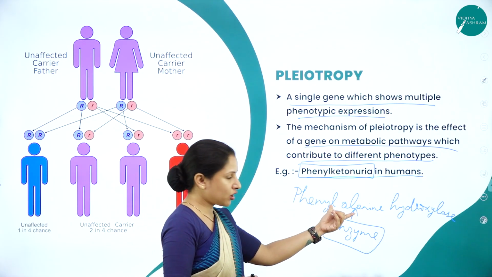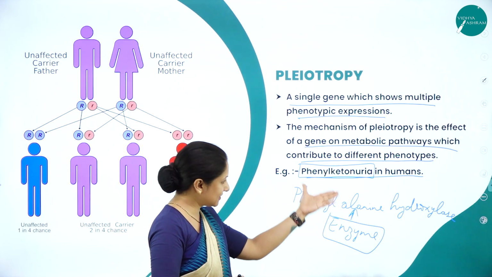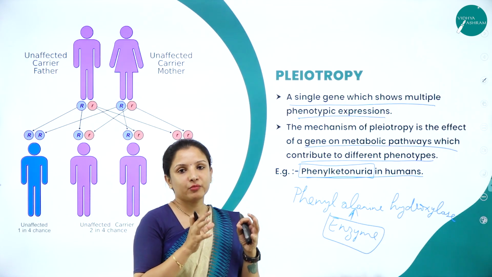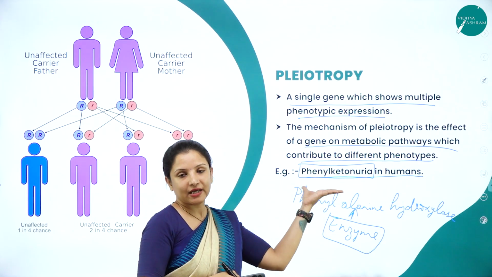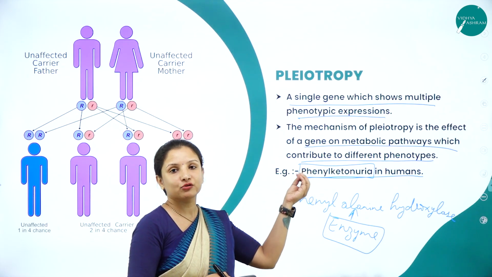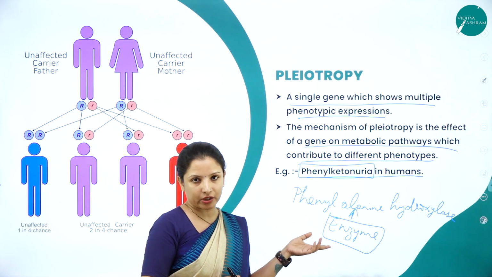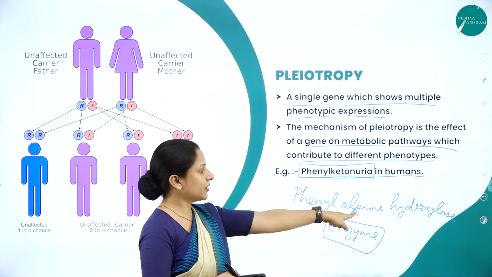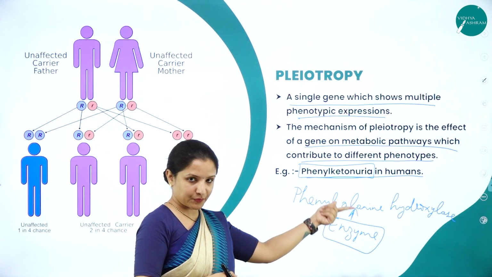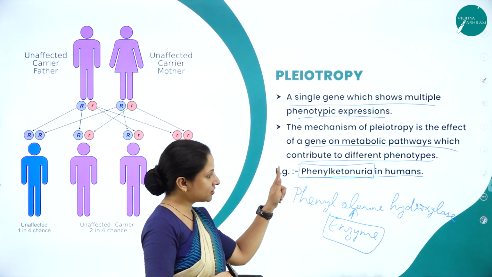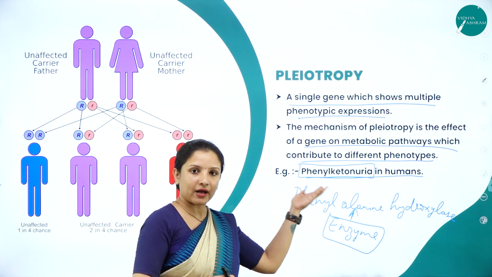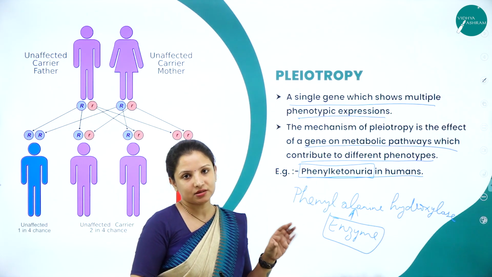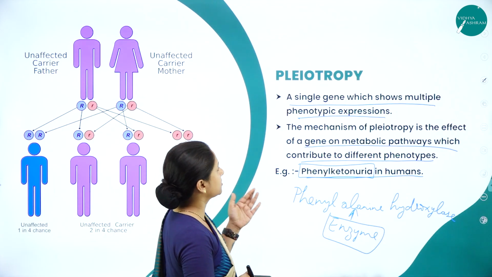Now, when this enzyme is not produced because of gene mutation, what happens? The same gene will cause a different character. That is, it will cause the accumulation of phenylalanine amino acid in the brain, leading to this particular disorder which is called phenylketonuria. So, different characters they are controlling. One thing is, this gene is responsible for the production of this particular enzyme, and it is responsible for the maintenance of the amino acid phenylalanine. So, multiple functions it is doing. So, that is called pleiotropy.